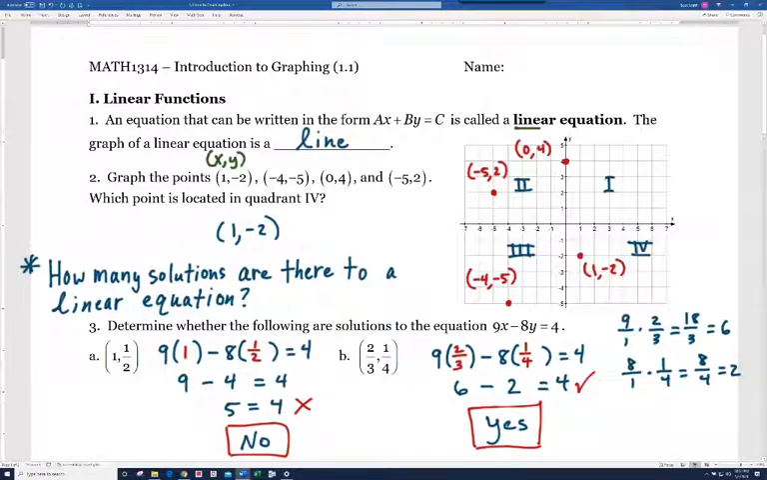So there's a question I'd like to ask you at this point. How many solutions are there to a linear equation? So in fact, we say there are infinitely many. In fact, every point on the line represents a solution to the equation. Any point or ordered pair that's not on the line would not be a solution. All right, let's move on to the next slide.